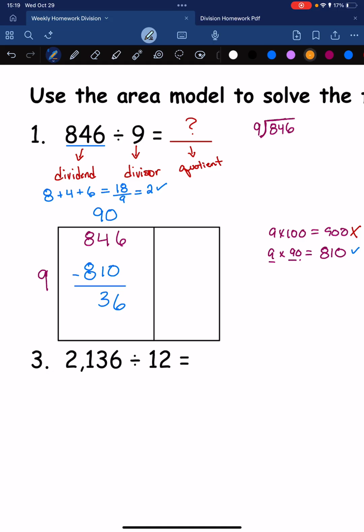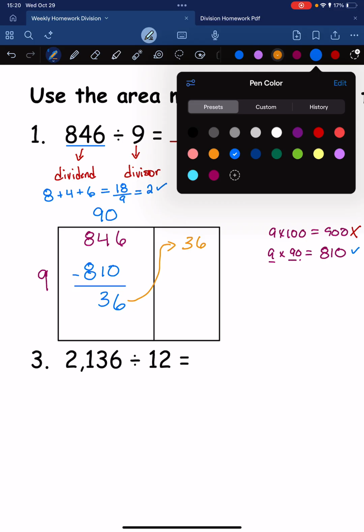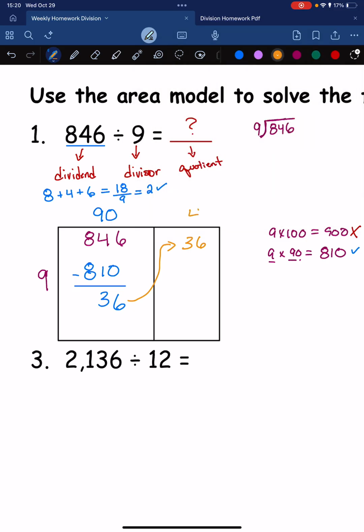Okay. Now I'm going to transfer my 36 into this box right here. Okay. And 36 divided by 9 is 4. Where did my green go? Here we go. Is 4. And 4 times 9 is 36. 36 minus 36 is 0. But is this my answer? No, it is not. Not quite.